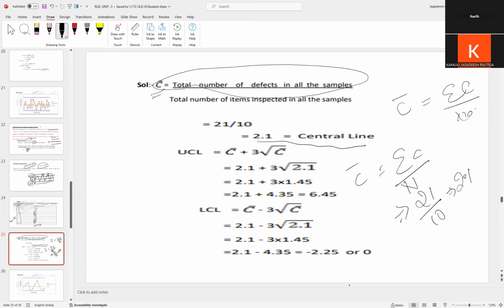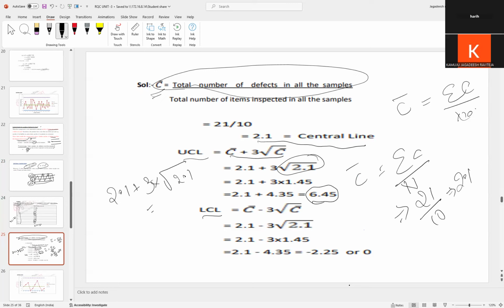Okay. Now we have to find the upper control limit as well as the lower control limit. What is the formula for the upper control limit? C bar plus 3 into square root of C bar. We know the value of C bar, which is 2.1. So 2.1 plus 3 into square root of 2.1. We know root 2 value is 1.414, but here it is root 2.1, so you can substitute either 1.44 or 1.45. So 3 into 1.45 plus 2.1. Therefore the upper control limit is 6.45.